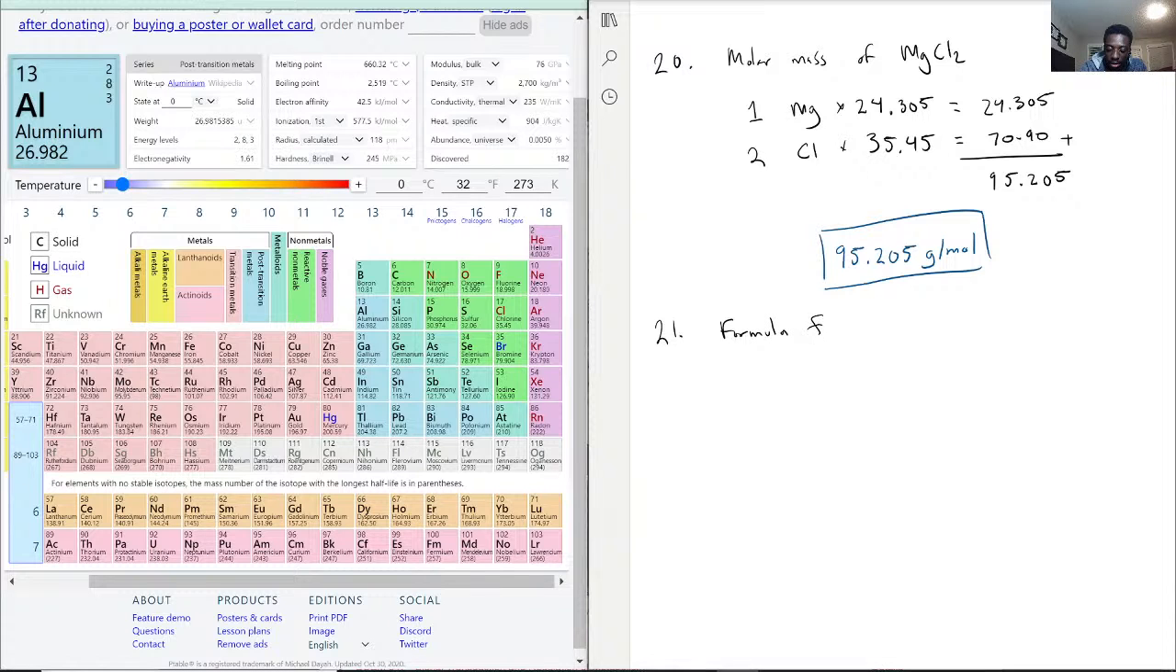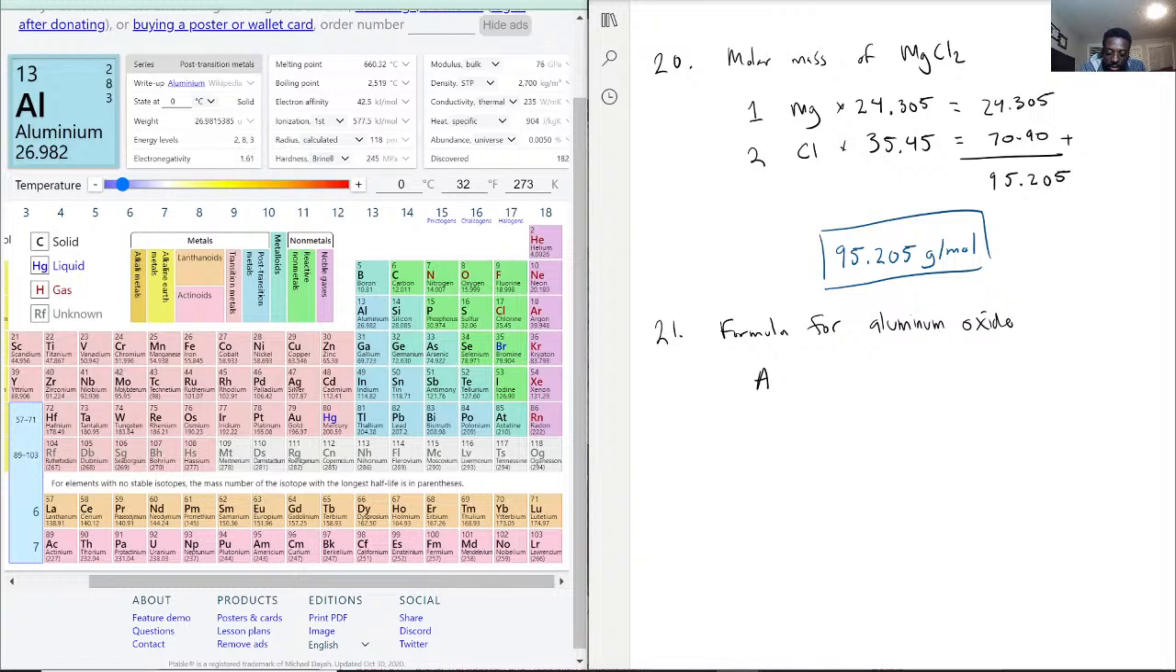Formula for aluminum oxide. So let me just take a quick water break. So aluminum oxide, we have aluminum and oxygen. With this, you can use either form. This is just a convenient way for me to help you review the whole electron configuration.